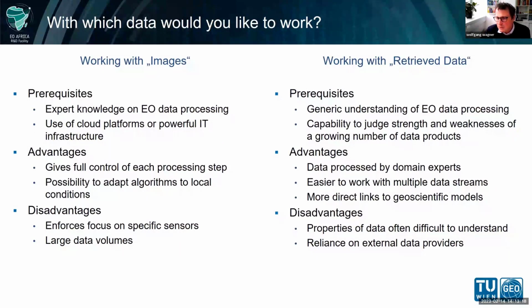As a user, it will also be easier for you to work with multiple data streams because you already have data sets that are easier to handle than just the images. And it will also be easier for you to directly link those data to geophysical models, for example, hydrological models or runoff models. A disadvantage of that approach is that you will sometimes struggle to understand the properties of the data. So you will get a data product, but maybe not have enough insight to understand how the data are being transformed from the original sensor measurement to the final data product. And of course, there's a certain reliance on external data providers.